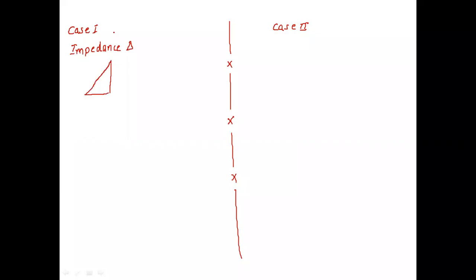For case first, as VL is greater than VC, this is VR. Oh, sorry. For the impedance triangle, I need to replace VR with R. This is XL minus XC. This is Z. This is phase angle phi. And now case second is VL less than VC.